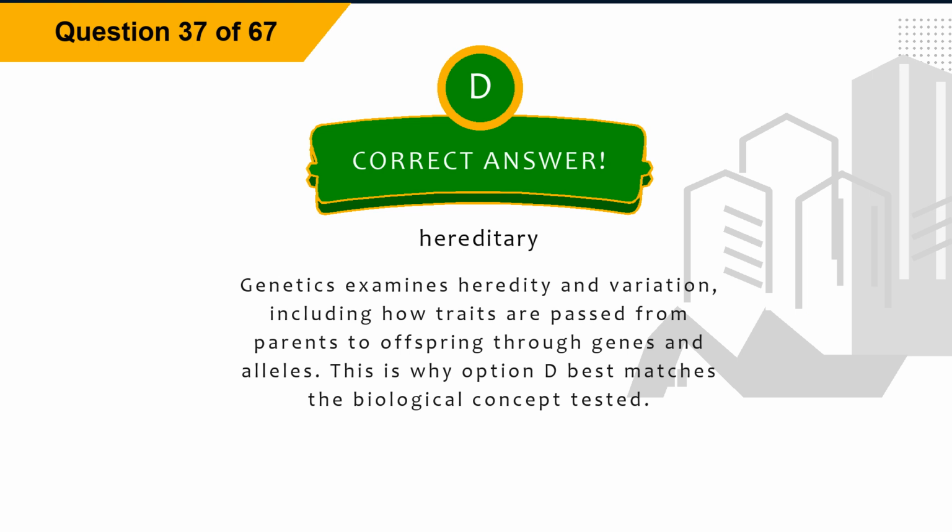Explanation: genetics examines heredity and variation, including how traits are passed from parents to offspring through genes and alleles. This is why option D best matches the biological concept tested.